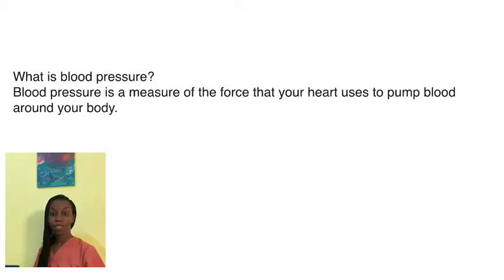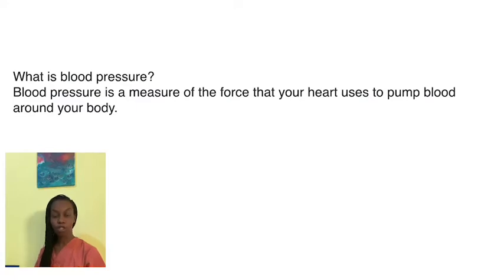Okay guys, let's get straight into it. So what is blood pressure? Blood pressure is the force that the heart uses to pump the blood around the body.